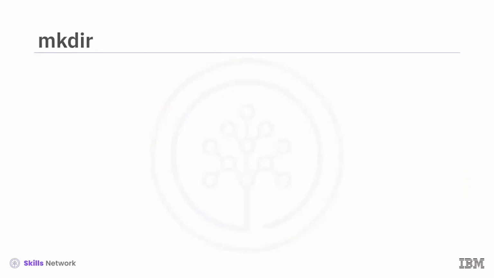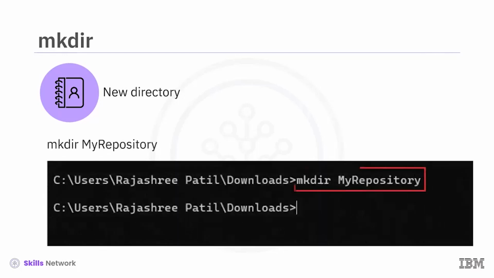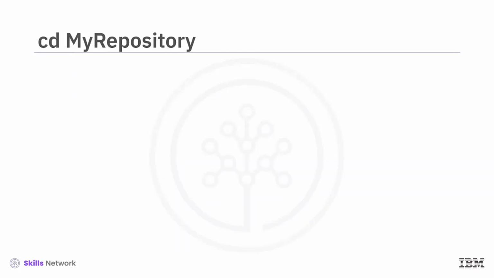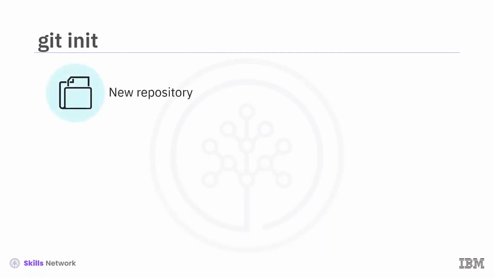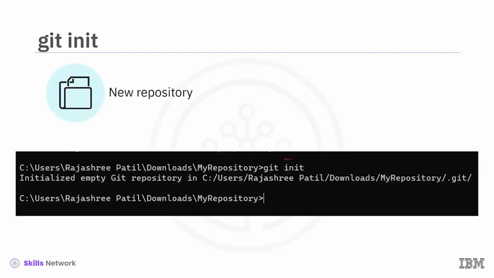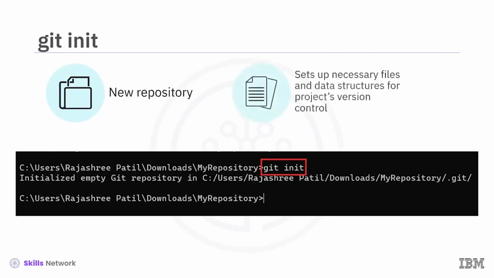Let's explore the steps. Let's start by creating a new directory named My Repository by using the mkdir command. The mkdir command stands for Make Directory. Once you have created the directory, navigate to the directory using cd My Repository command. This command is used to navigate into a specific directory. Let us now create a new repository in this directory using the git init command. It sets up the necessary files and data structure for Git to start managing your project's version control.